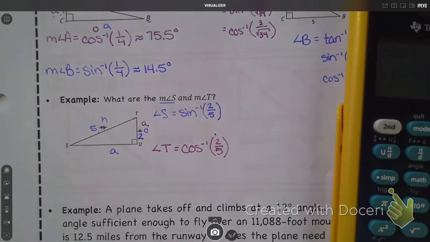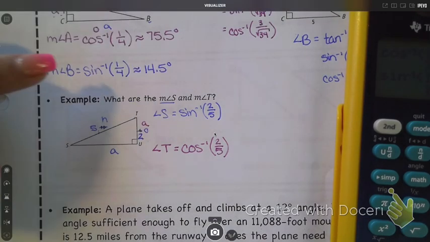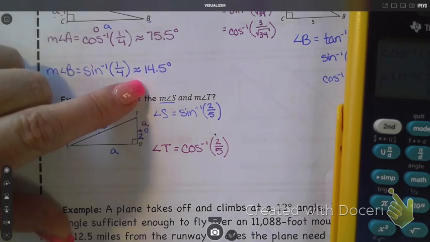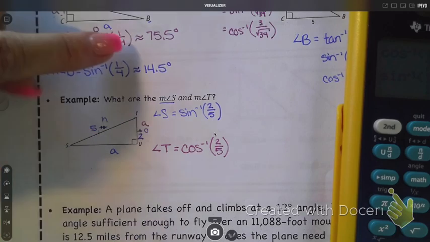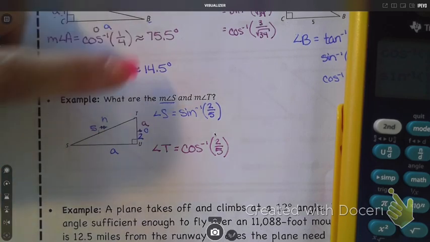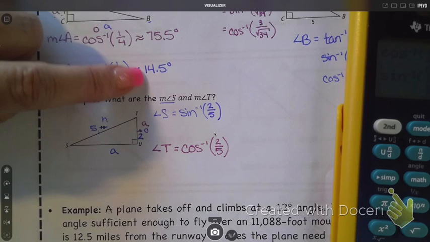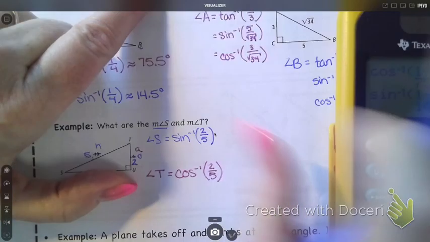Now, did I have to use my equation to get my second angle after I have the first one? If I have 75.5, did I have to use this equation to find 14.5? No, you could have subtracted it from 90, right? But what happens if I found 75.5 wrong? What's going to be wrong about the next one? Your answer.